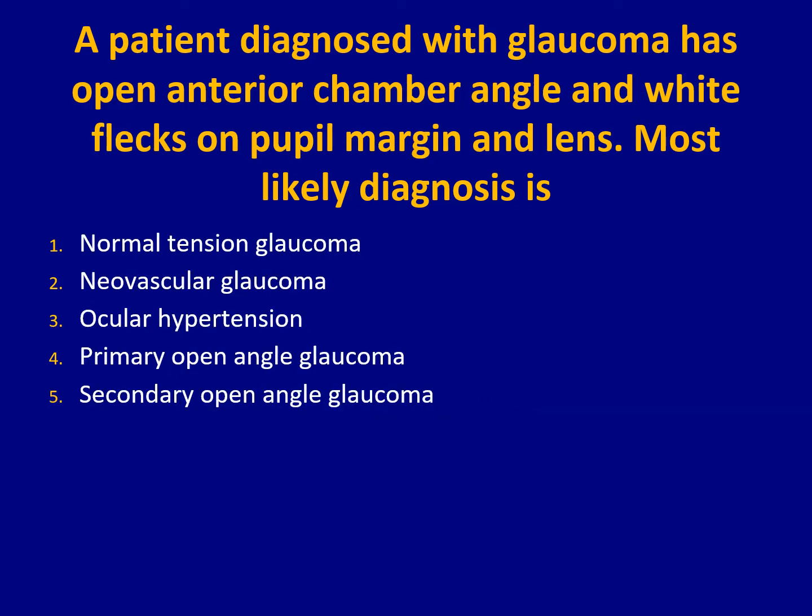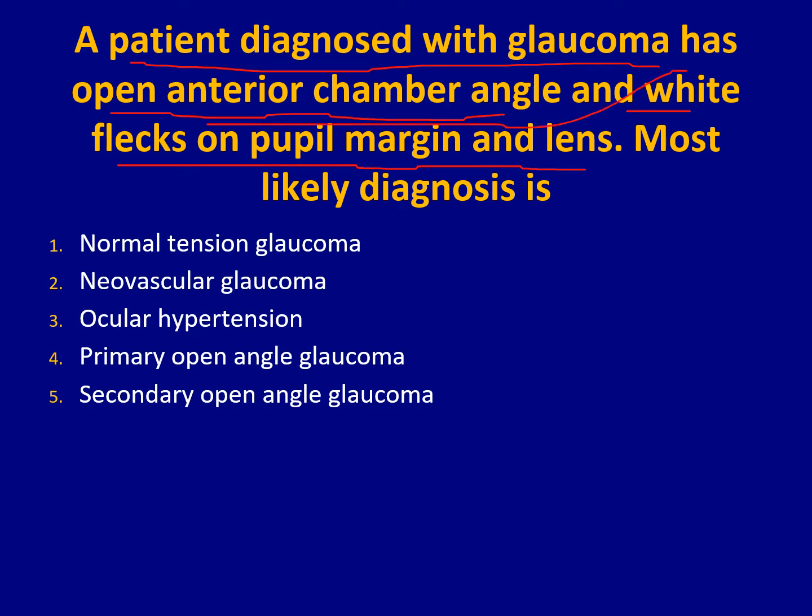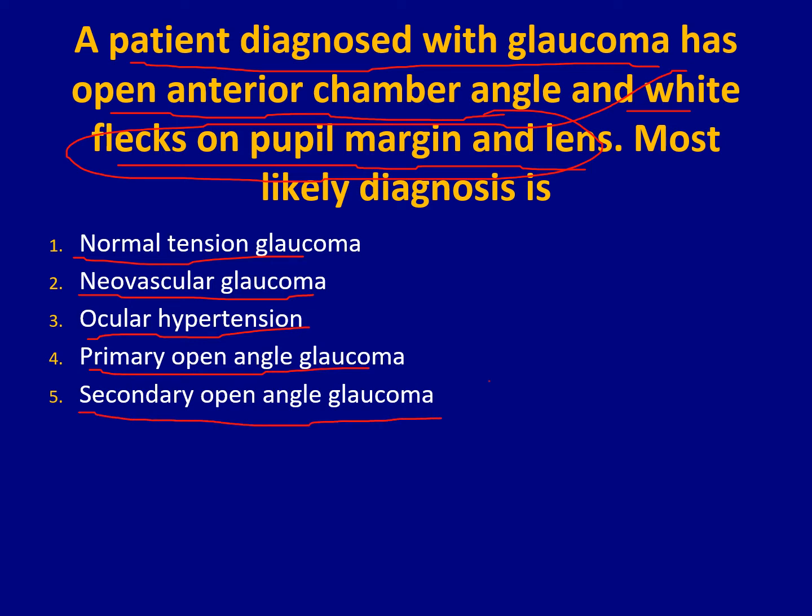Next question. A patient diagnosed with glaucoma has open anterior chamber angle and white flecks on the pupil margin and lens. Whenever the white flecks on the pupil margin and lens come in the stem, that will point towards pseudoexfoliation, and you can see that in the glaucoma lectures. So the options are normal tension glaucoma, neovascular glaucoma, ocular hypertension, primary open-angle glaucoma, or secondary open-angle glaucoma.